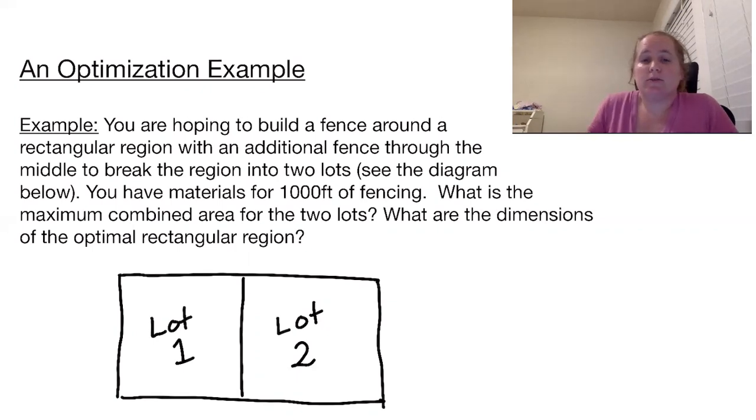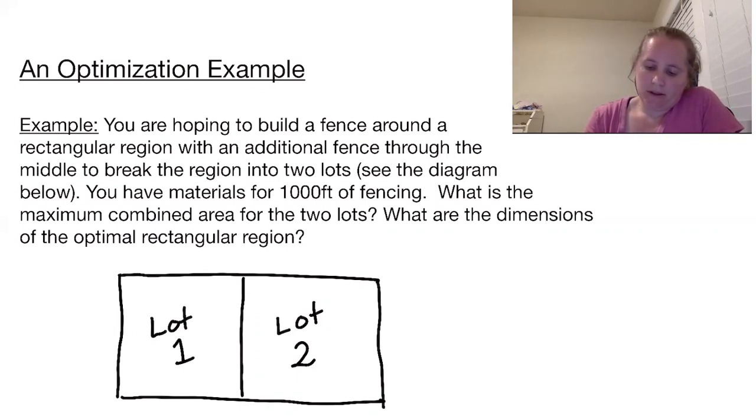You have materials for 1,000 feet of fencing, and what is the maximum combined area for the two lots? And then what are the dimensions of the optimal rectangular region? When we start this problem, we have a diagram. We can understand what's going on from the diagram.